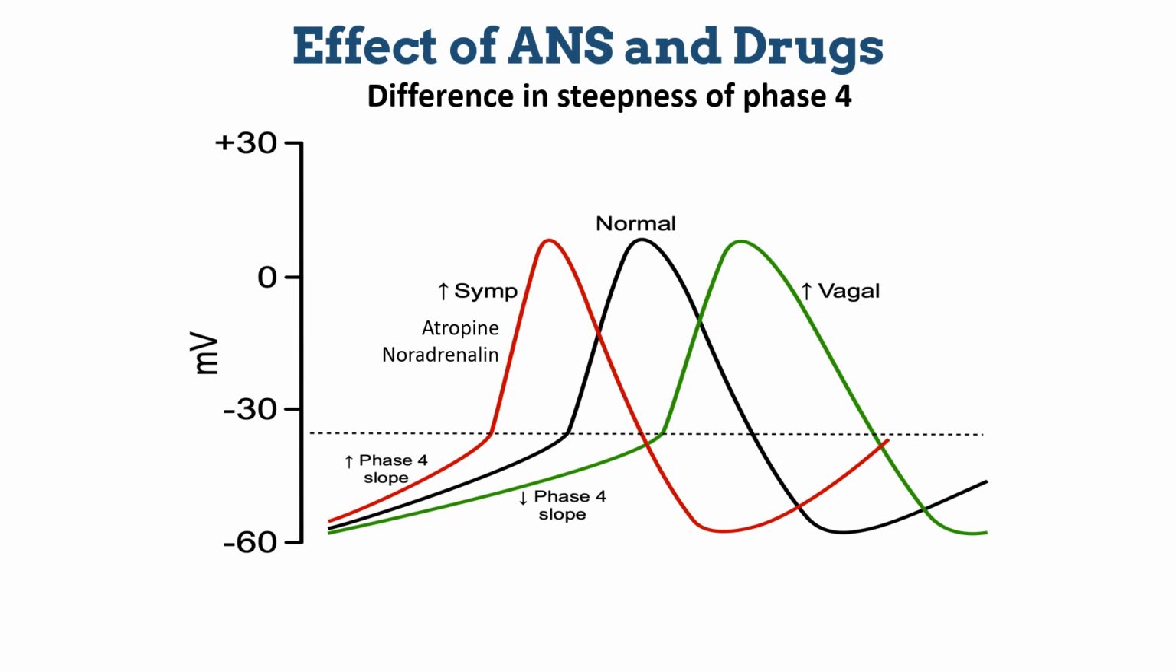Sympathomimetic drugs such as noradrenaline have a similar effect by increasing the slope, while antimuscarinic drugs such as atropine also increase heart rate by blocking parasympathetic influence.